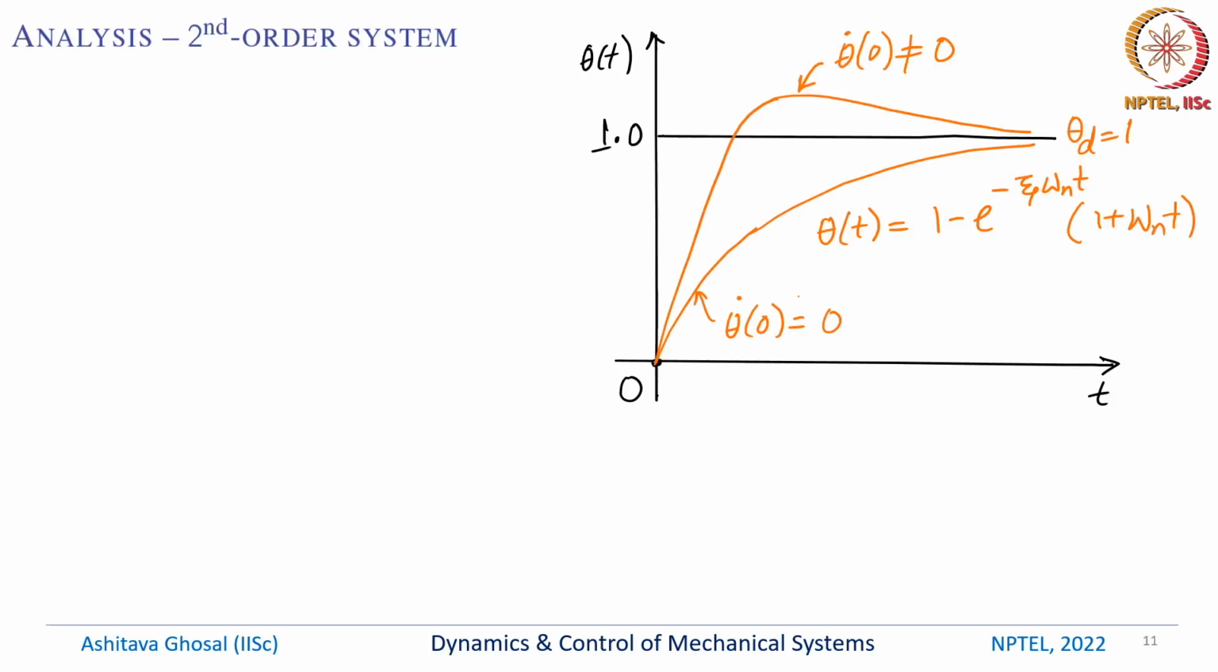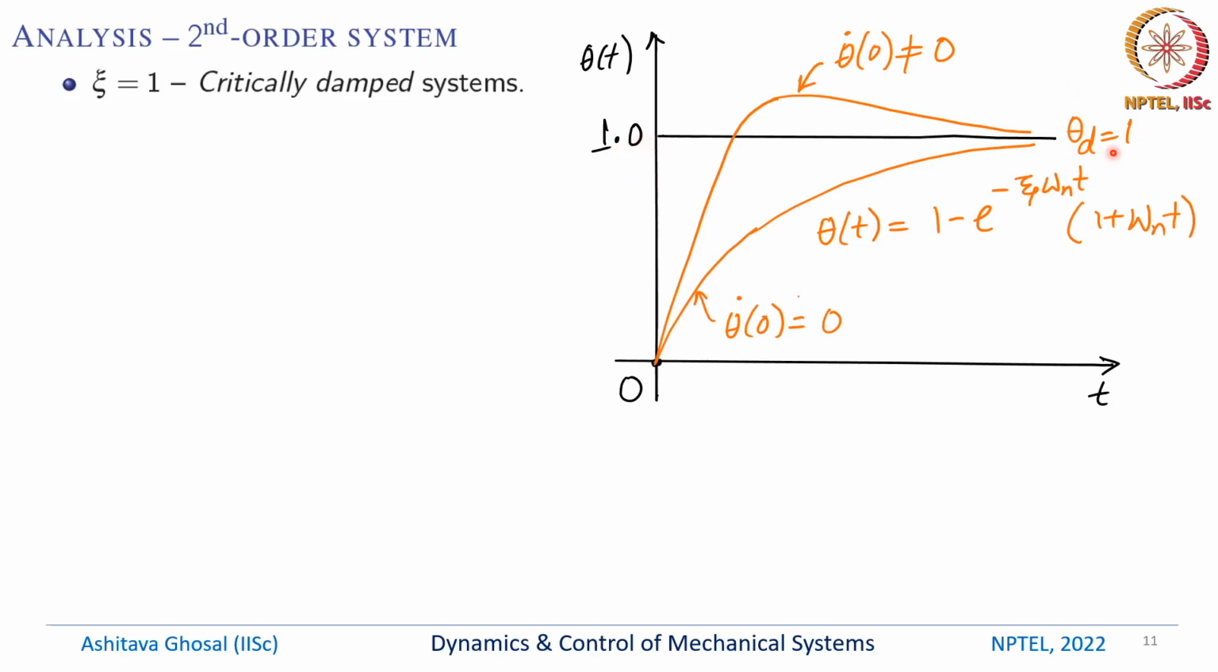Let us continue with the second order system. Now we will see when you have critical damping. So basically psi is equal to 1. These are called critically damped systems, and in this case we can again plot the output theta of t, when you give a step input of 1.